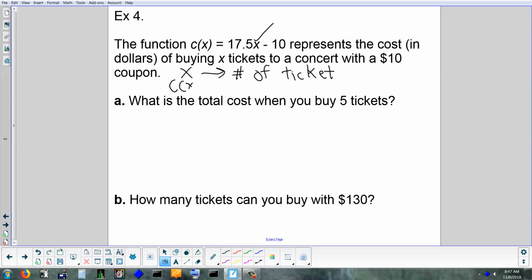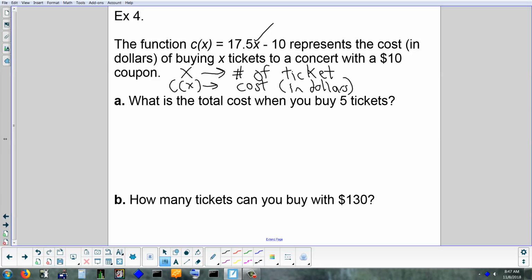So C of x. For how many dollars? Again, that's going to be the total amount, right? C of x will be cost in dollars. So if you plug in however many tickets you want to buy, it'll tell you how much it costs. Or you can do the opposite. We can give you how much it costs, and then you can figure out how many tickets you bought.